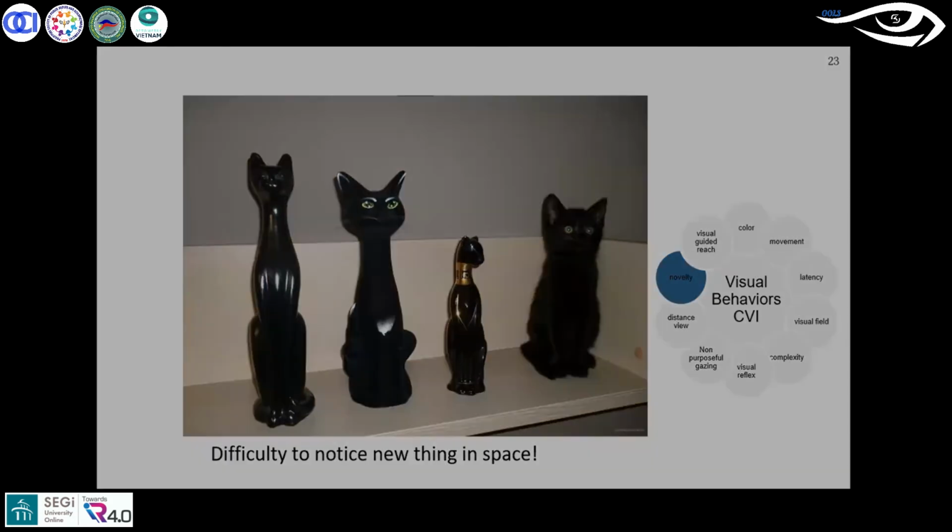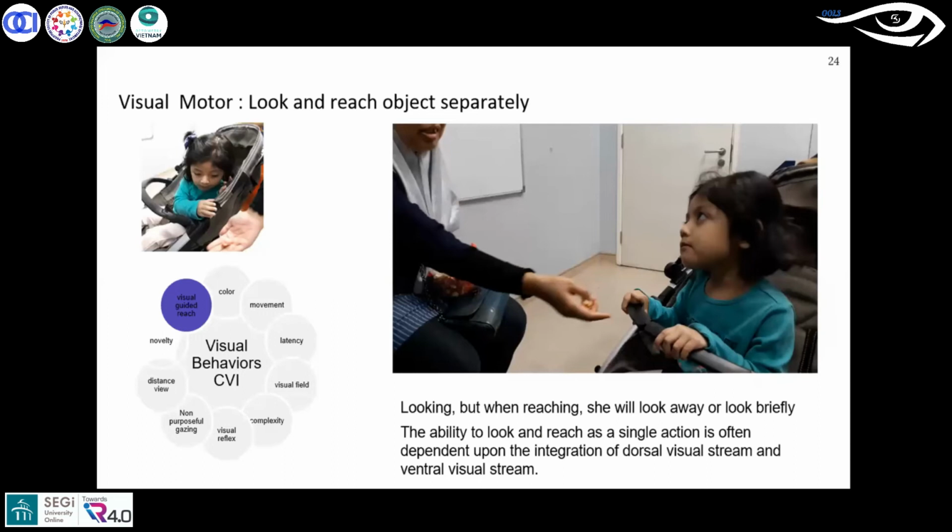Now, I'm going to show you the visual guided reach example of this girl that we had last time at HKL. She was unable to look and reach at the same time, or simultaneously. Remember in the first slide, I showed the brain anatomy and the functions of the dorsal and the ventral streams. In order for her to see and reach something at the same time, it needs integration from both the ventral and the dorsal streams. So let's see her video. If you could, notice what happened.